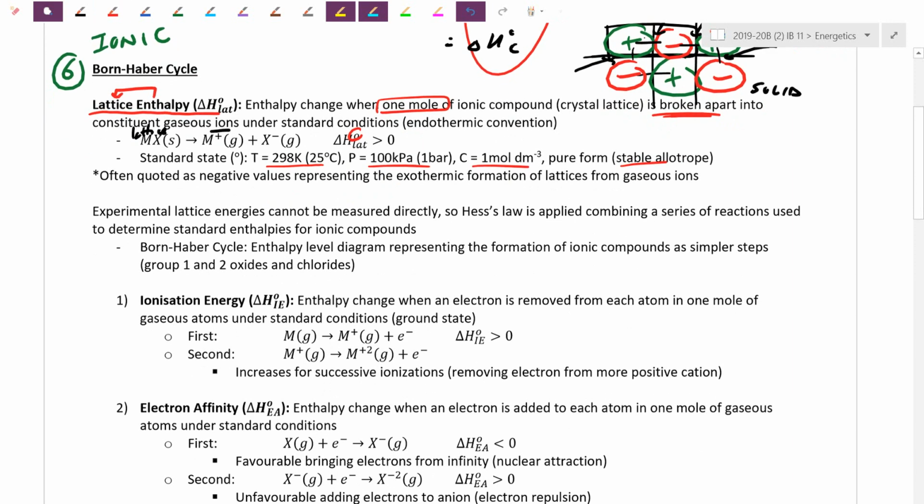Stable allotrope, all that. Sometimes I just mentioned lattice enthalpy is given to you as going the opposite way. So lattice enthalpy could be going from the gases back to the solid, but nonetheless here positive is endo. We're going to rip this guy here apart. I need to put in energy or this lattice had no reason to separate.